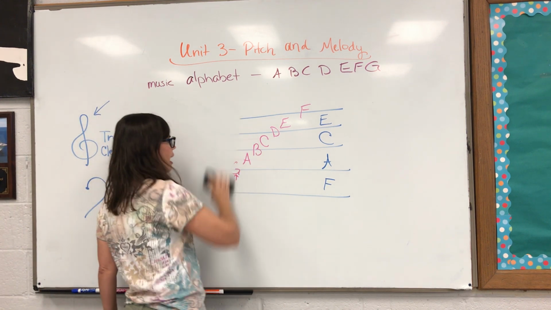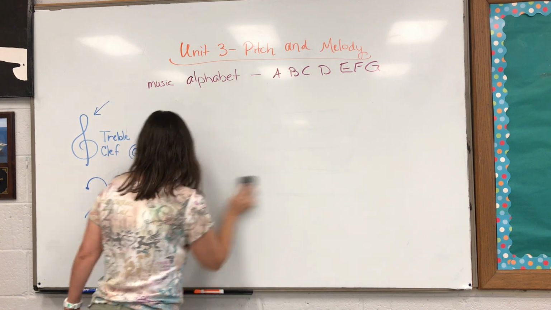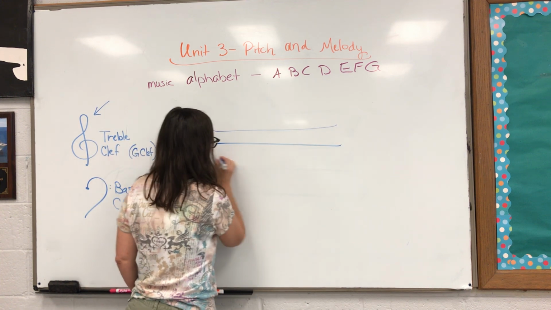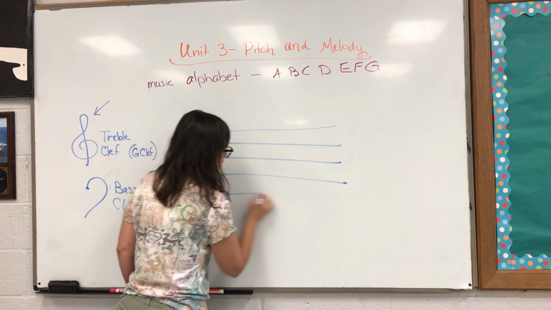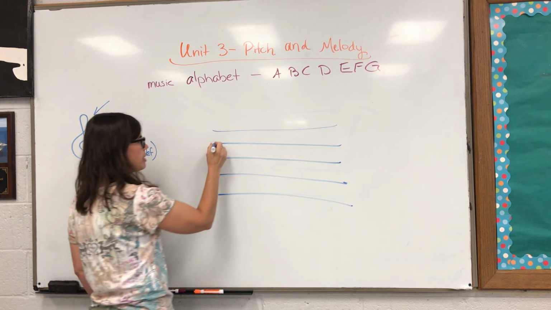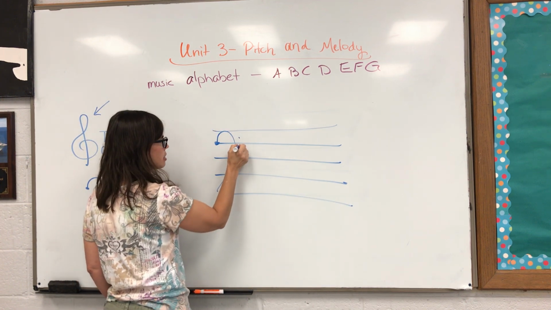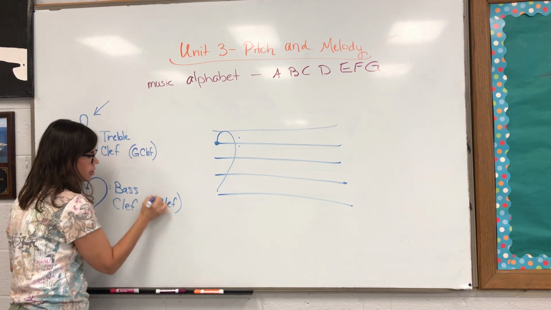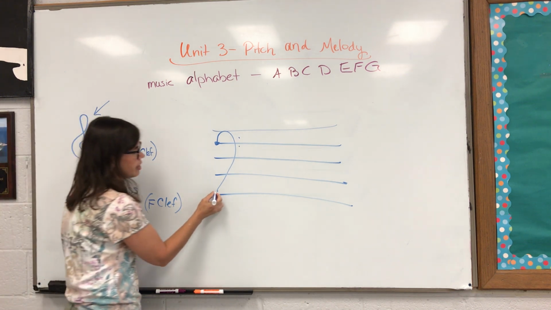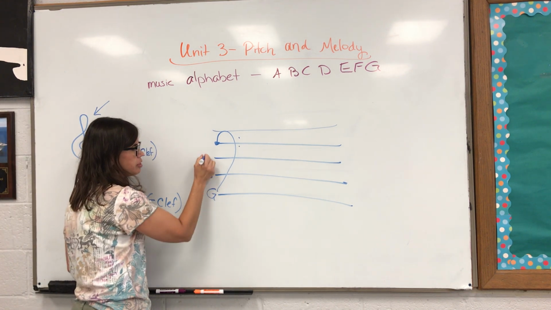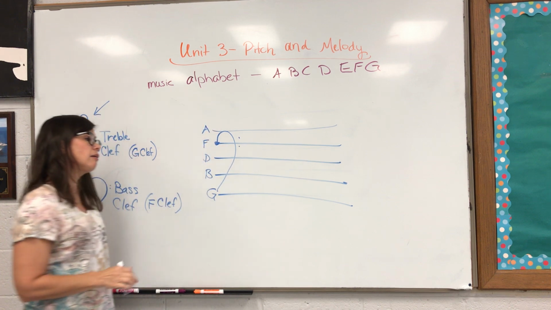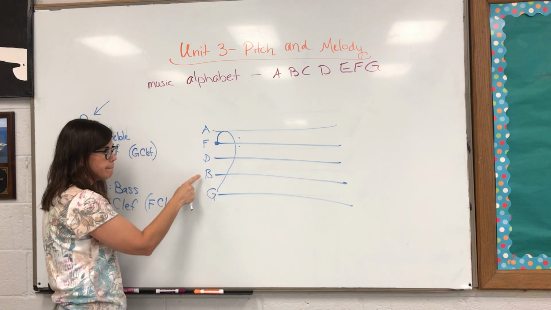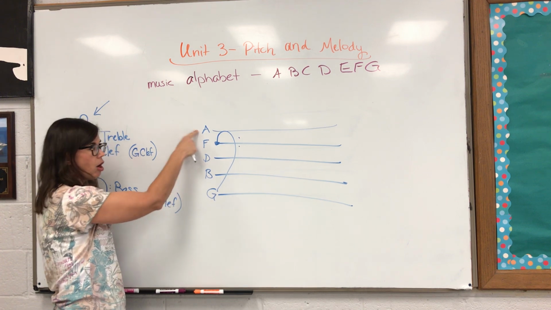If you have a staff that has the bass clef on it, your letter names of your lines and spaces are going to be different. Okay, here's the bass clef. The bass clef is sometimes nicknamed the F clef, and I'm going to tell you why in just a second. For the bass clef, the letter names of the lines are G, B, D, F, A, okay? And the sentence that I learned for the bass clef lines is, good boys do fine always.